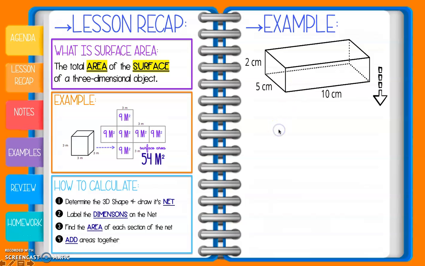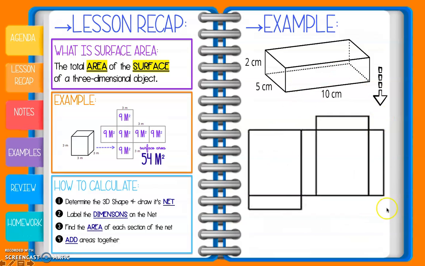So we know that our net of a rectangular prism looks like this. It's our cereal box that we laid out flat. You've got your front cover, your little tiny nutritional side, your back cover, then your little ingredient side. You've got your top, you've got your bottom. Make sure you have all of your pieces.